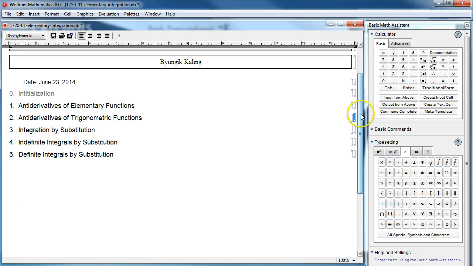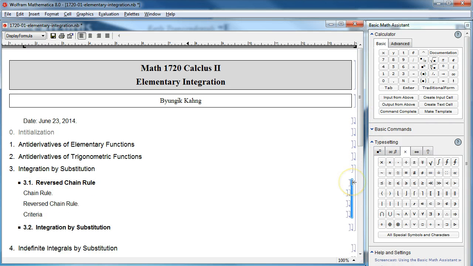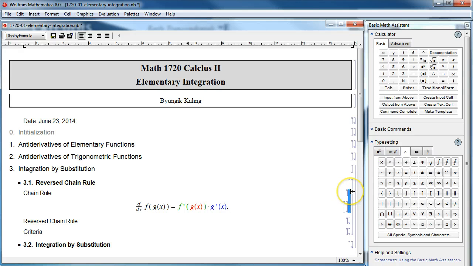Okay, let's move on to the next topic, integration by substitution. It was kind of like this. Basically, it was reverse chain rule. What is a chain rule? Here we go. Everybody should remember that, right?